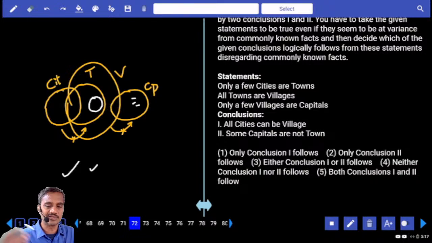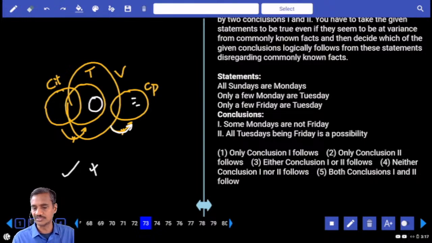Now to make this one false, I need to prove all capitals are towns. Now tell me whether I can write capital like this or not. Yes, we can definitely write this. Entire village cannot be a part of capital. It can be the vice versa. So what is your answer here? Only one choice, 172. Then 73.